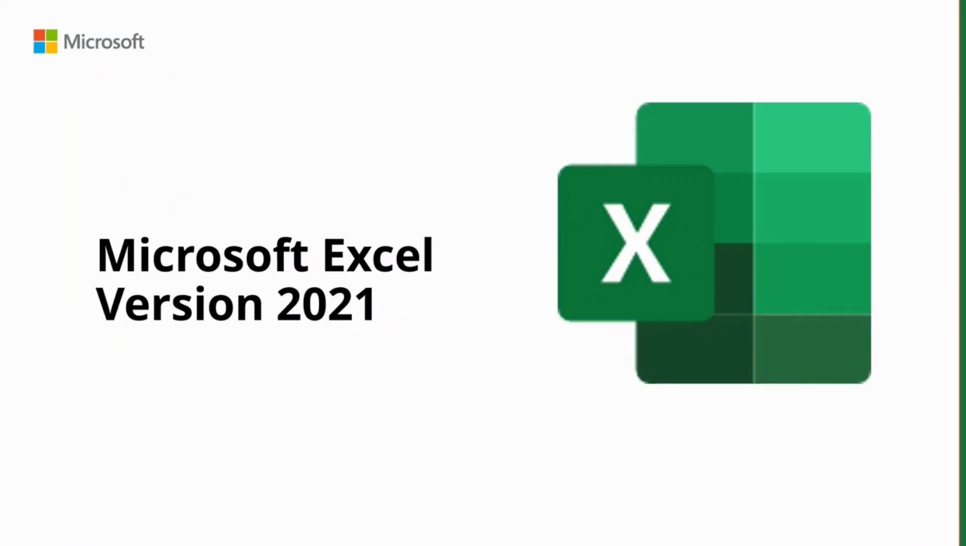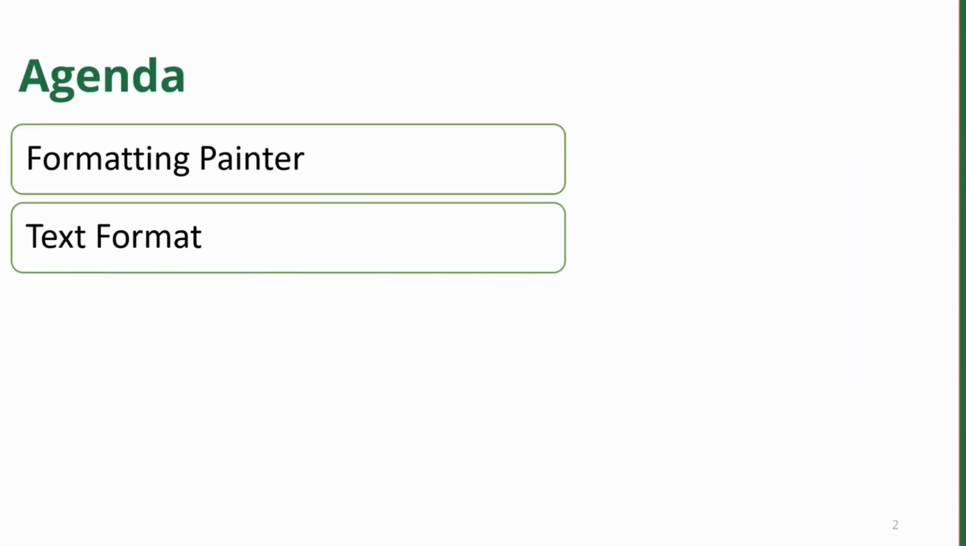We have been learning a lot of important functions and features from the last few sessions. Today, we will be learning about two other important functions. We will be starting with format painter, followed by text format. Let's begin our session for today.